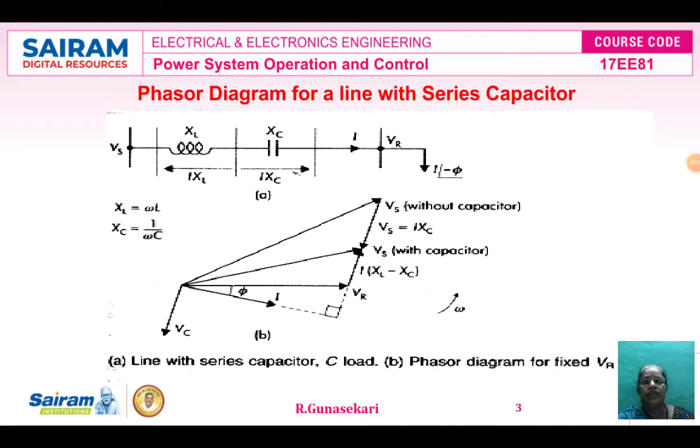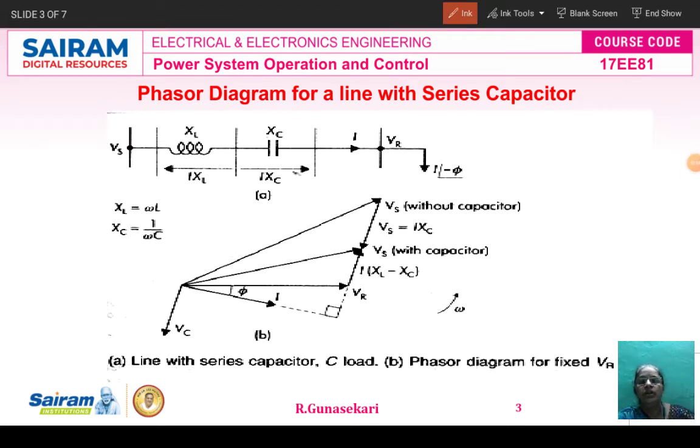Now you see the circuit diagram. Figure A represents the line with the series capacitor and load. Figure B represents the phasor diagram with VR fixed. In figure A, there is a line with the series capacitor. Vs is the sending end voltage, VR is the receiving end voltage, XL is the inductive reactance, and XC is the capacitive reactance.